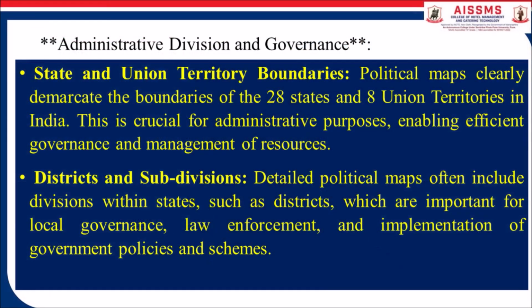The first aspect is based on administrative division and governance. So in the political map, the state and the union territory boundaries are clearly demarcated. These boundaries of the 28 states and 8 union territories in India can be noticed on the political map. This is very crucial for administrative purpose, enabling efficient governance and management of various resources.